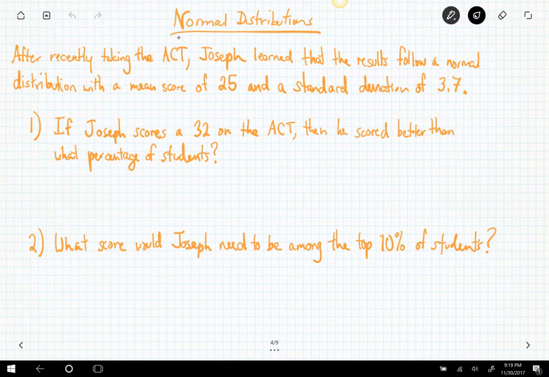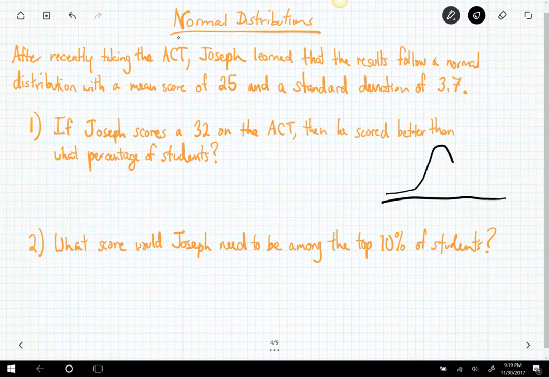Now we'll move forward onto normal distributions, see what's going on there. So, looking at this, after recently taking the ACT, Joseph learned that the results follow a normal distribution with a mean score of 25 and a standard deviation of 3.7. If Joseph scores a 32 on the ACT, then he scored better than what percentage of students? So recall, for a normal distribution we have some sort of bell curve, and it's completely determined by its mean. So this mu in this case is 25.